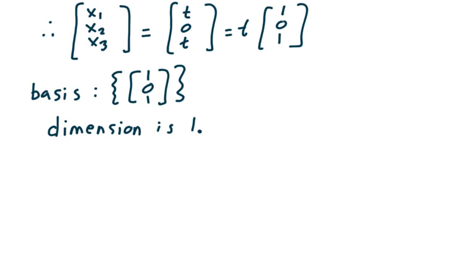And so therefore the column vector x1, x2, x3 is equal to the column vector t, 0, t, which is equal to t times the column vector 1, 0, 1. The basis for the solution space is the column vector 1, 0, 1. And there's only one vector in that space. And so the dimension is 1.